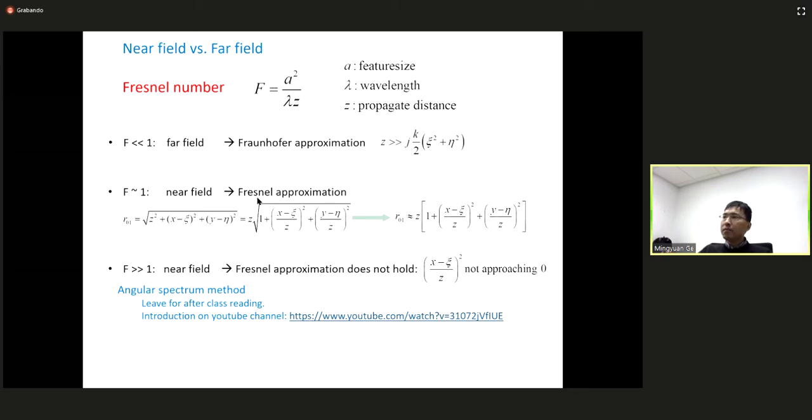In this sense, even the Fresnel approximation doesn't hold because this term is not approaching zero. So we need a different method called the angular spectrum method. I will not talk about the details in this class, but I have the materials, so after class you can read. And there's also a very nice YouTube channel that explains the angular spectrum method.